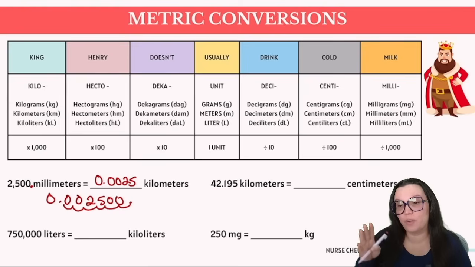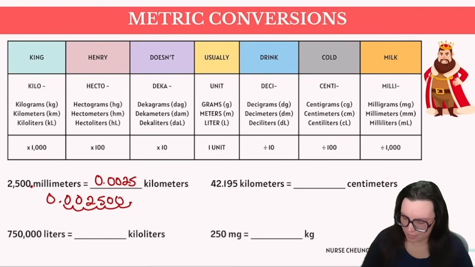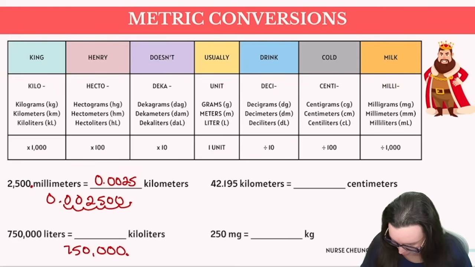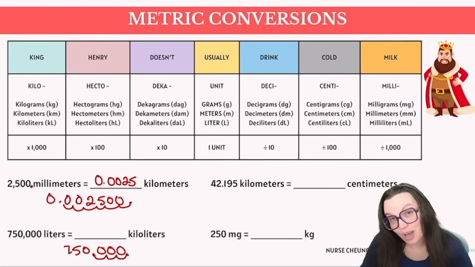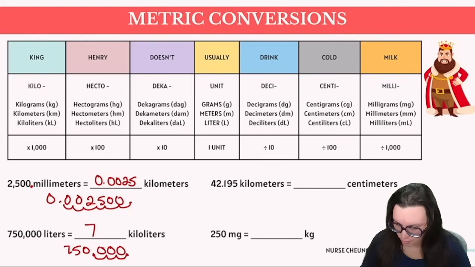Our next question, we're going from liters to kiloliters. So again, here's our base unit where we find liters, and we're going to move our decimal place 1, 2, 3 times to the left. So I'm going to write my number out here at the bottom. Our decimal place is right here. We're going to go 1, 2, 3 times to the left. So as we know, 750,000 liters is equal to 750 kiloliters.